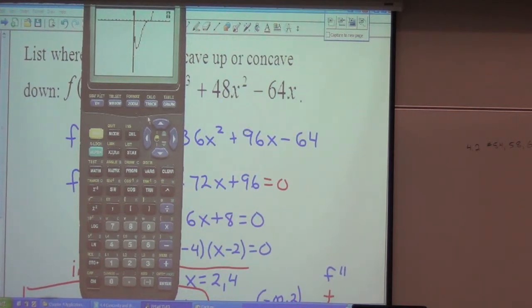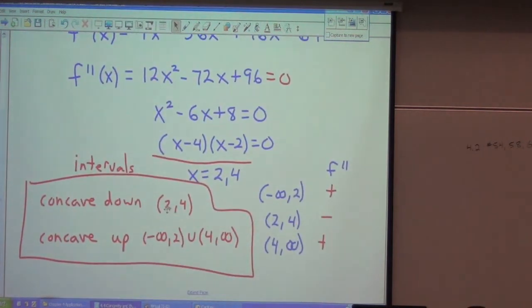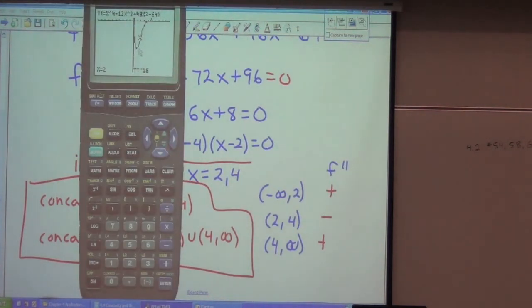We could actually figure it out. We can go to calculate here, calculate the value when x is 2. So at that point right there, it changed from concave up to concave down. You see, it was concave up until we got to 2, and from 2 to 4, it's concave down. So at that point, it changed from concave up to concave down, and then at 4, it changed back to concave up.